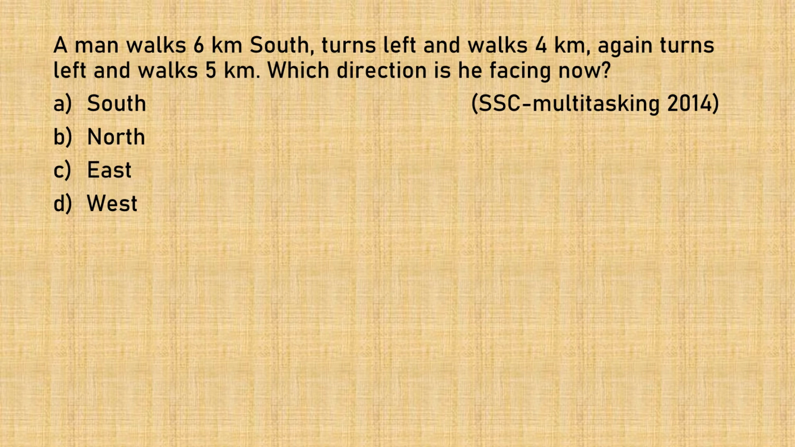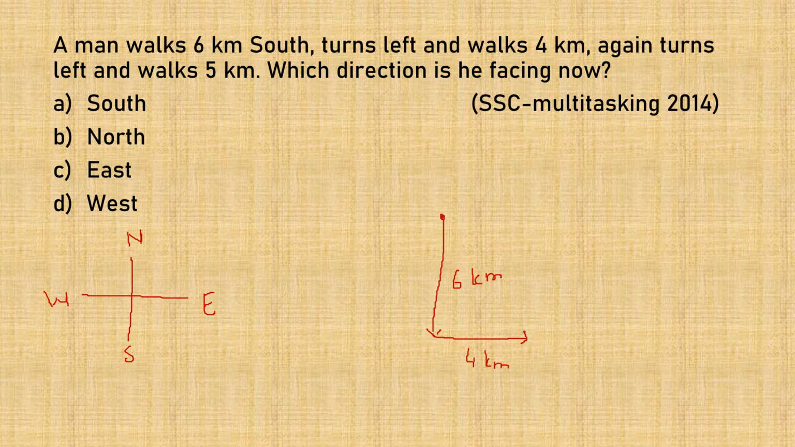The second question says, a man walks 6 kilometers south. Again, you need to be thorough with your directions. So I'll quickly draw the direction chart here also. This is north, this is south, this is east and this is west. So the man walks 6 kilometers south. So let this be the starting point. The man walks 6 kilometers in the south direction, then takes a left turn. So whenever someone is facing the south, his left will be your right. That means he takes a left turn. It will be towards this direction and walks 4 kilometers.